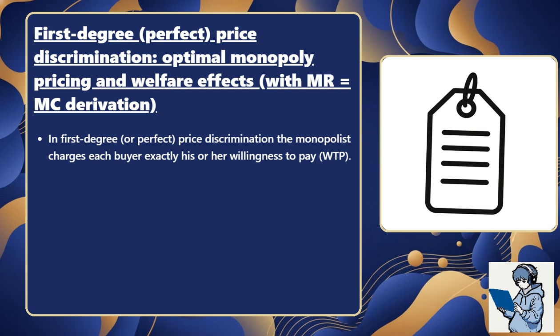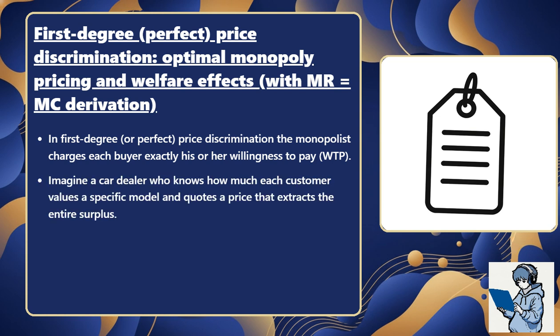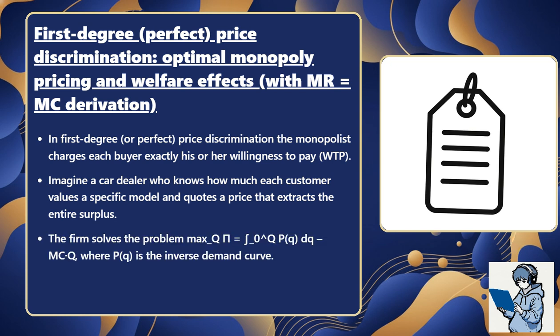In first-degree or perfect price discrimination, the monopolist charges each buyer exactly his or her willingness to pay, WTP. Imagine a car dealer who knows how much each customer values a specific model and quotes a price that extracts the entire surplus. The firm solves the problem: max over Q of profit equals the integral from 0 to Q of P(Q) dQ minus MC times Q, where P(Q) is the inverse demand curve.